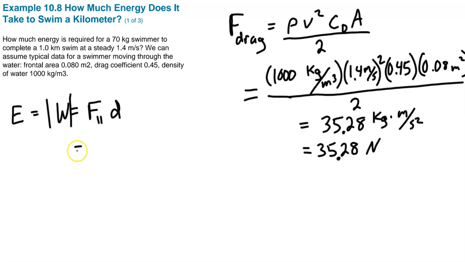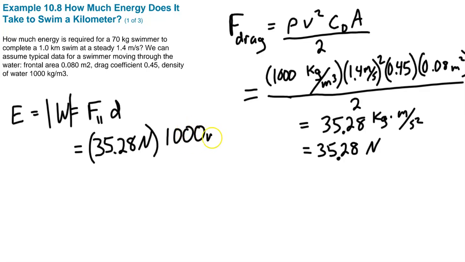So anyways, with all of that hand waving aside, you can't see me waving my hands, but I would have waved my hands if we were in class. And we're just going to plug in the force and the distance, which was 1 kilometer. To be compatible with newtons to get joules, you need that in meters. So you get newtons times meters, which is a joule. 1,000 meters. And that is going to give you 35,000 joules.